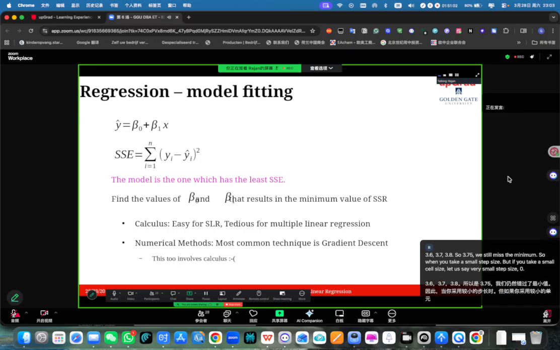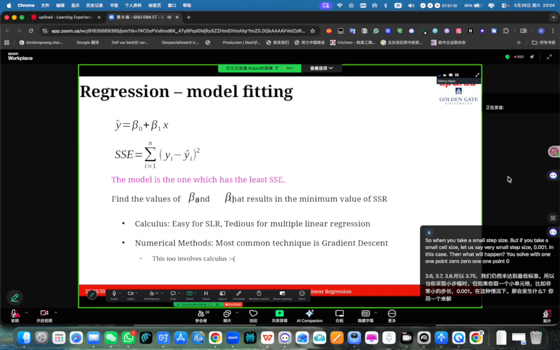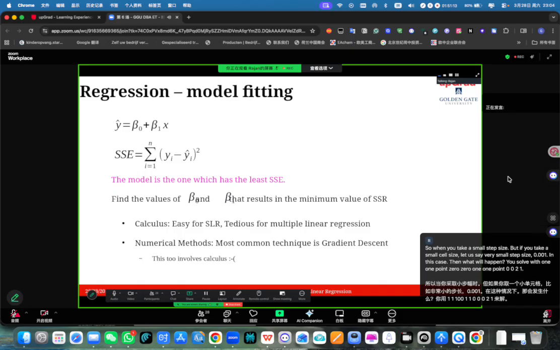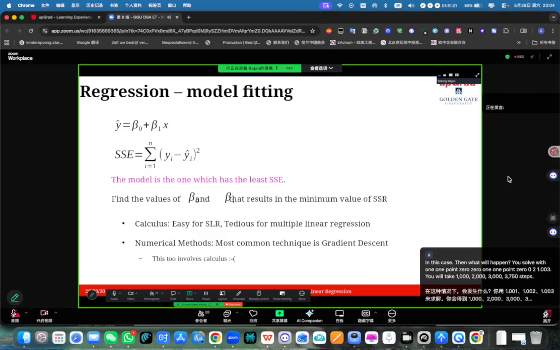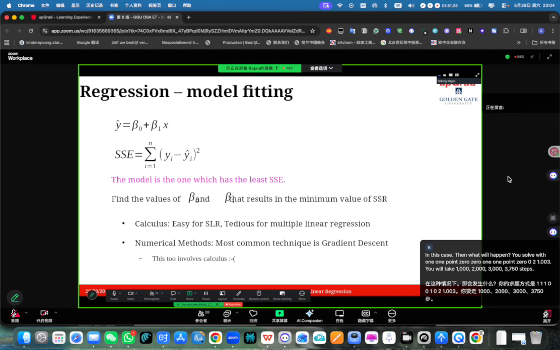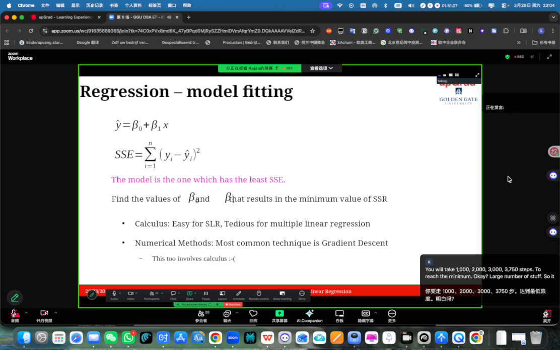But if you take a very small step size, 0.001 in this case, then what will happen? You start with 1, 1.001, 1.002, 1.003. You will take 1,000, 2,000, 3,000, 3,750 steps to reach the minimum. A large number of steps, so it will take a long time to reach the minimum.